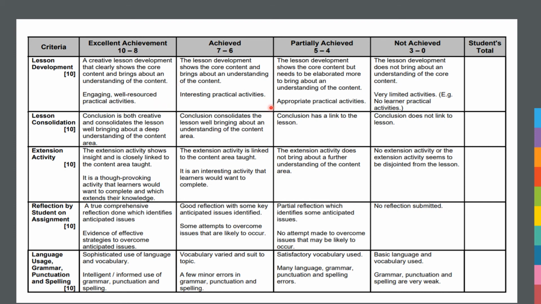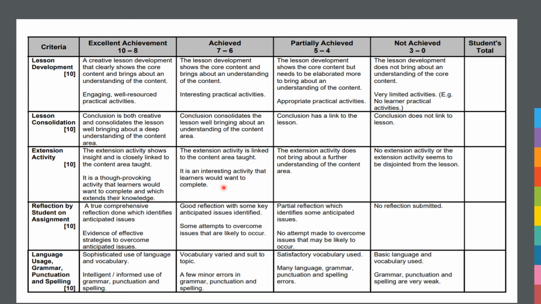If you're finding yourself between the 6 and 7 or even the 4 to 5, go and read each block to see how can you develop your work further to move into the next category. Your lesson consolidation, if we look at Achieved, our conclusion consolidates the lesson well, bringing about an understanding of the content area. Excellent Achievement looks at the conclusion is both creative and consolidates the lesson well, bringing about a deep understanding of the content area.